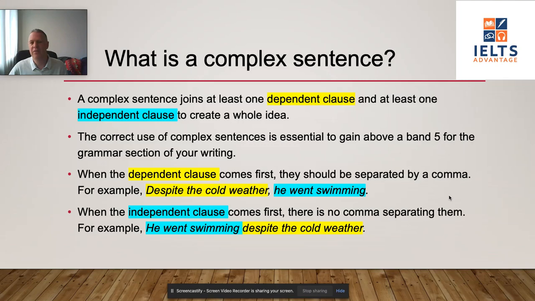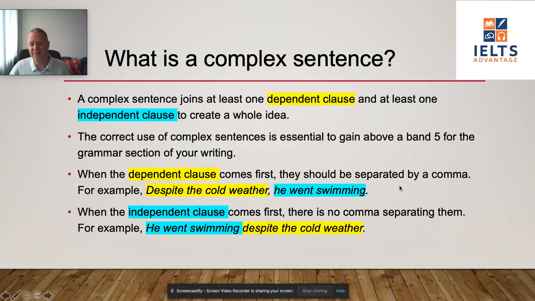So the dependent clause, remember, does not make a whole idea. Let me think of an example here. Despite the cold weather. If I just said "despite the cold weather," I need some extra information. So this shows a dependent clause, whereas an independent clause is a whole thought. He went swimming. If I wrote that on its own, it'd be fine. To make this complex sentence, all I need to do is combine a dependent clause and an independent clause.